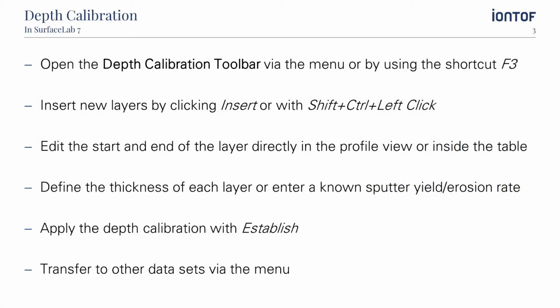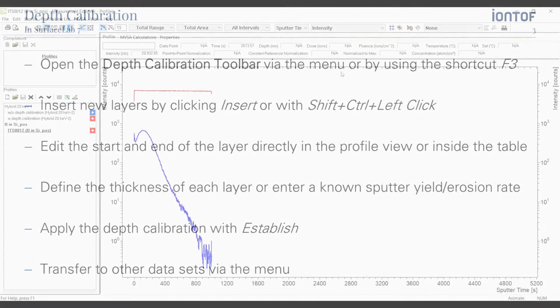To establish a depth scale, open the depth calibration toolbar via the menu or by using the shortcut F3. Insert new layers by clicking Insert or with Shift-Control left mouse click. Edit the start and the end of the layer directly in the profile view or inside the table. Define the thickness of each layer or enter a known sputter yield erosion rate. Finally, apply the depth calibration with Establish. If necessary, you can transfer the depth calibration to other datasets with the main menu. I will show you how to do all this on two examples in our software.